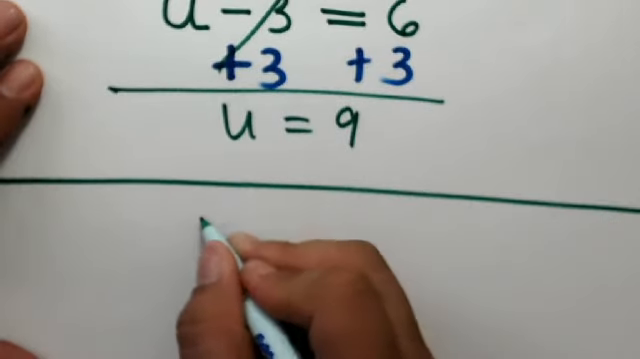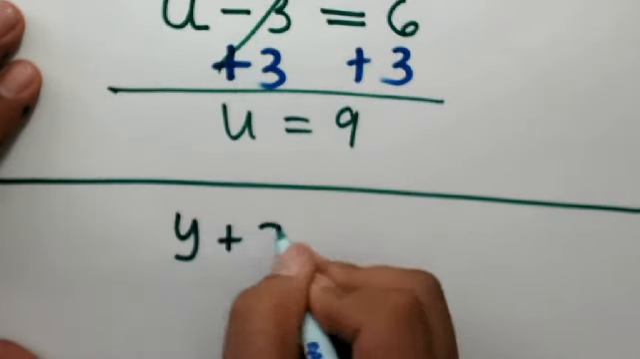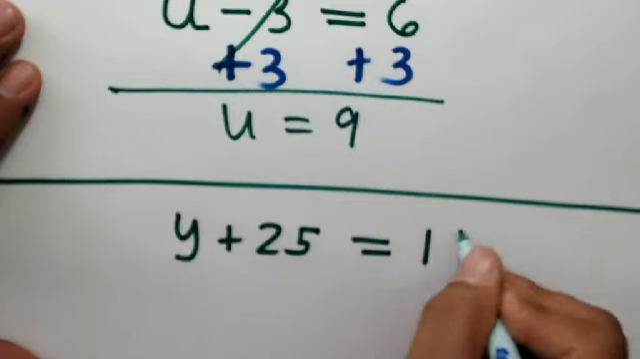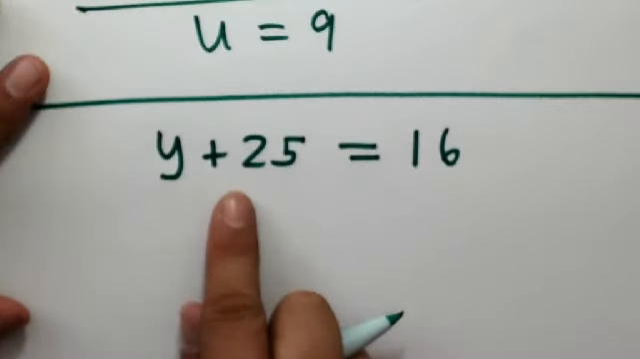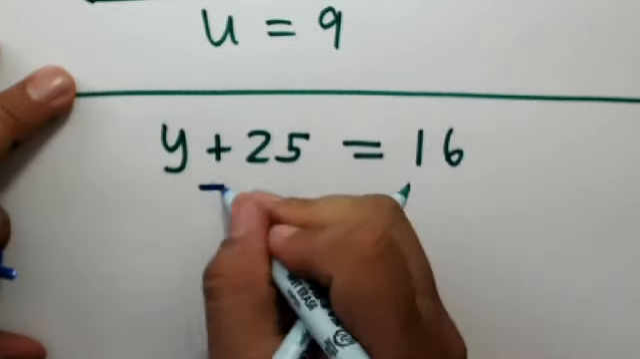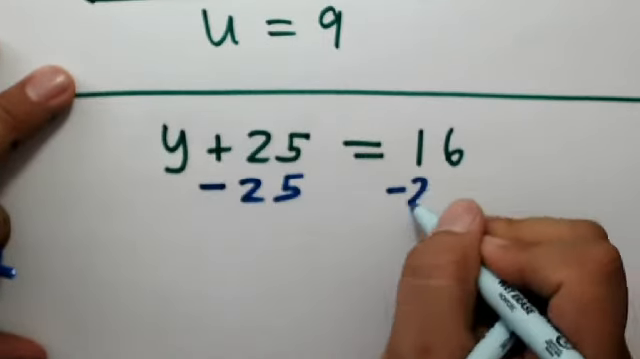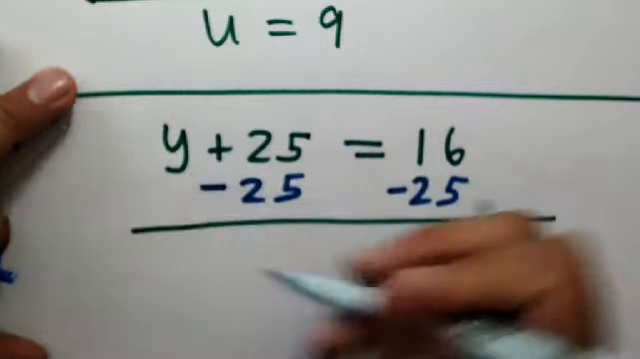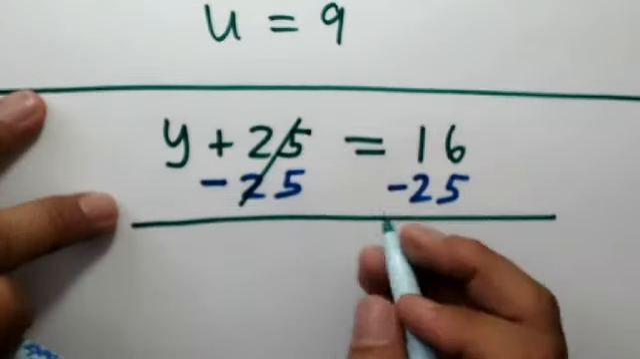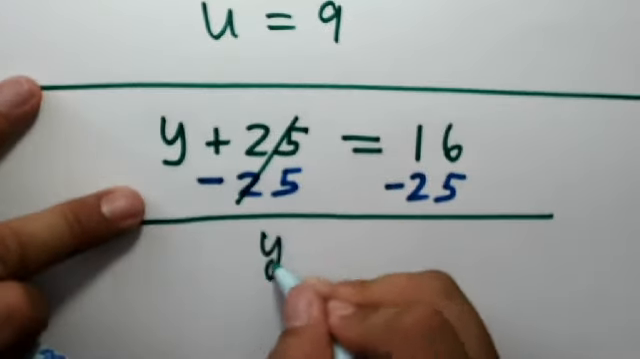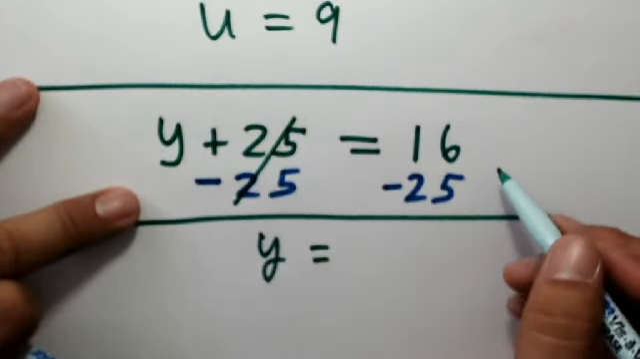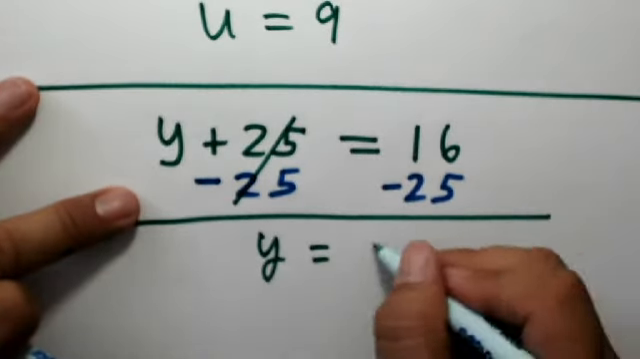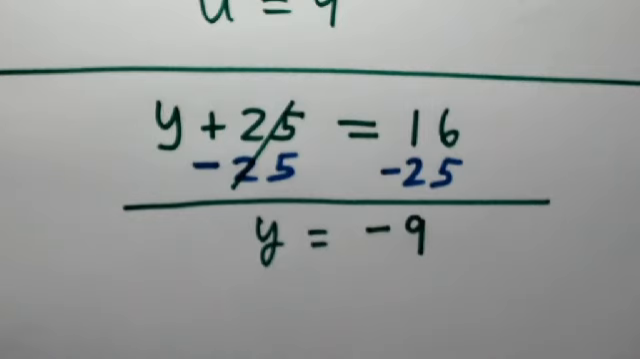Let's check the next one. y plus 25 equals 16. What's the opposite of adding 25? Excellent. Excellent job. Yay! 16 minus 25. Negative 9. So y is equal to negative 9.